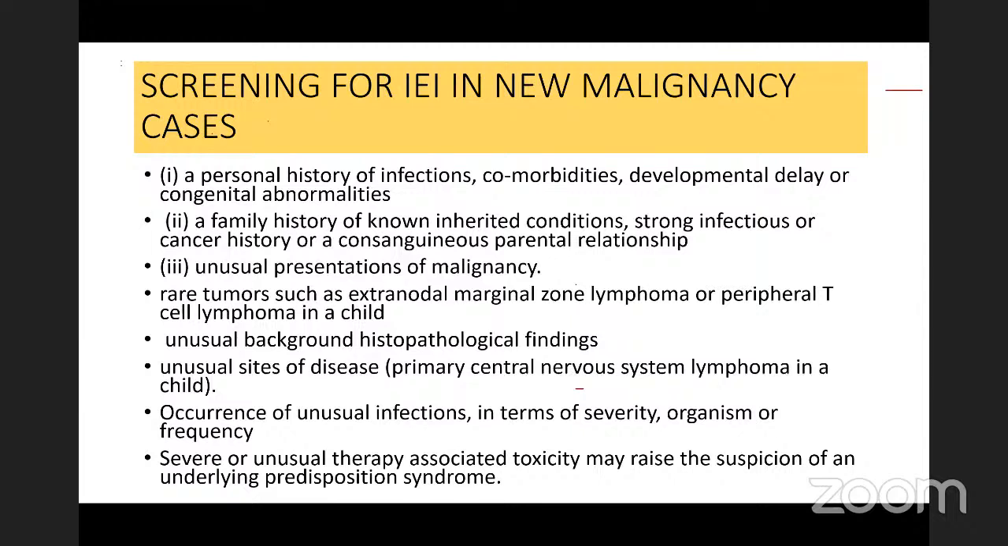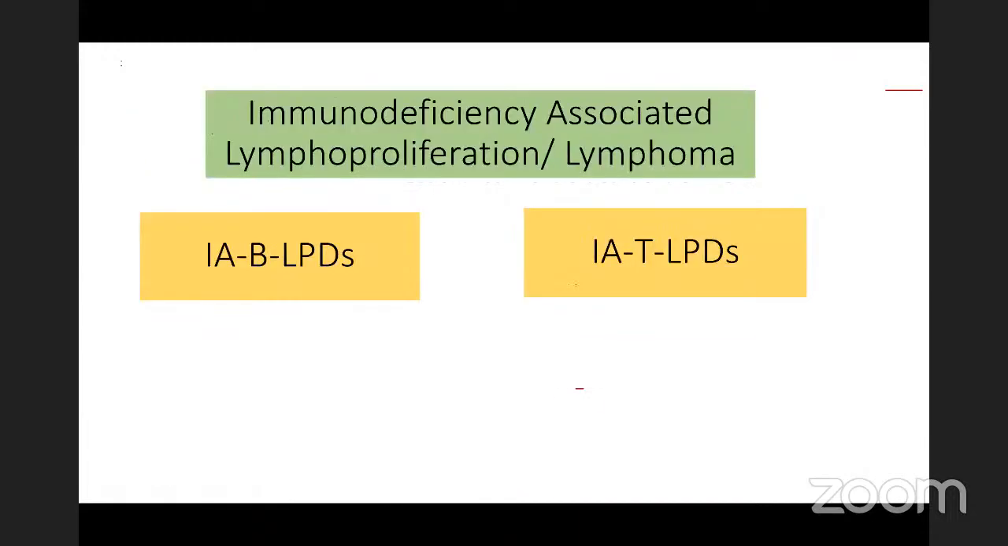When the patient presents with lymphoma, we have to take a proper history of infection in this patient, a family history of inherited immunodeficiency or consanguinity, the unusual presentation of histopathological subtype, a strong inflammatory background in the histopathology, an unusual site, unusual infection post-treatment, and severe toxicity. We have to think immunodeficiency in such patients. Next, please. And when we think immunodeficiency, we have to categorize into immunodeficiency associated B and T in the approach to treatment.